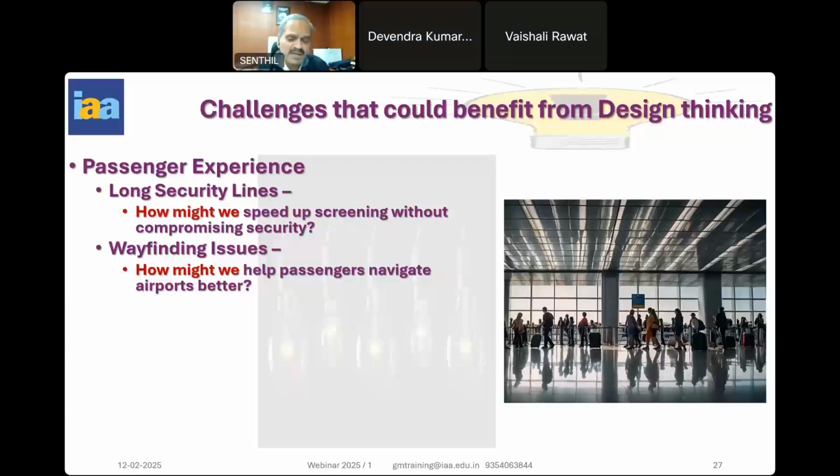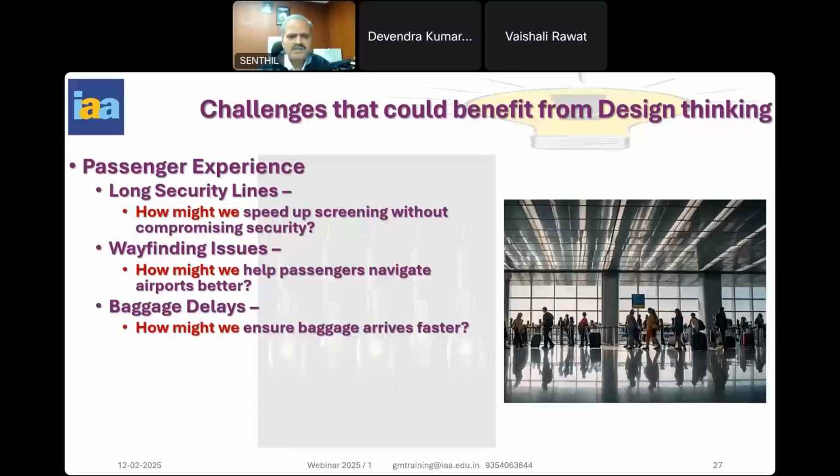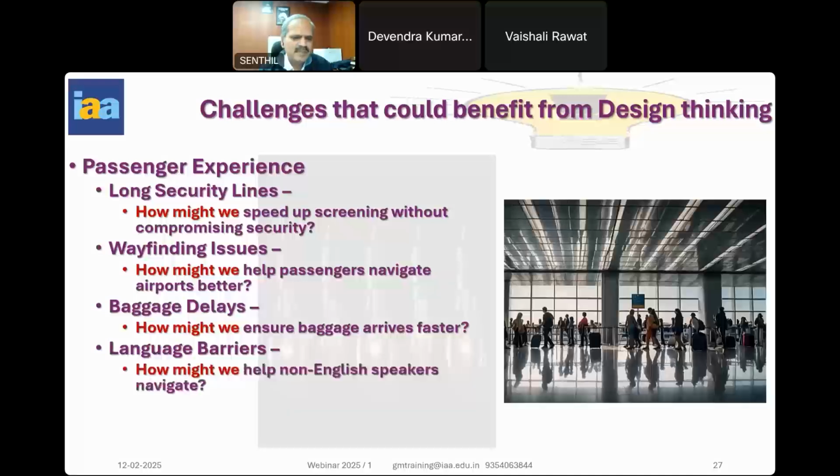Some people are even issuing an Android app, so that passengers can easily navigate through it. Nowadays we are constructing big massive terminal buildings, so these are all required. Baggage delays: how might we ensure baggage arrives very fast at a particular belt? Then language barriers: how might we help non-English speakers navigate in the airport?